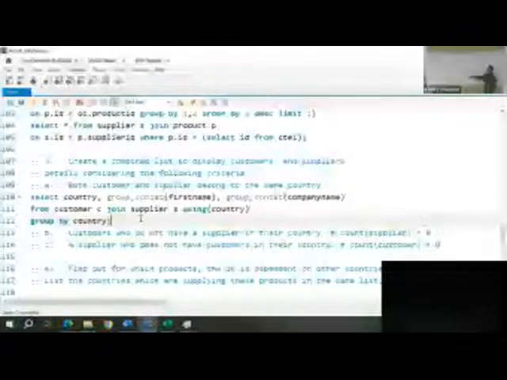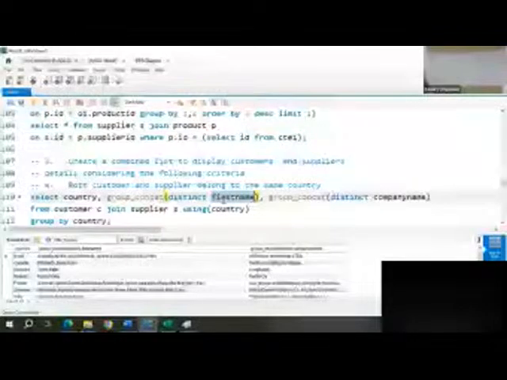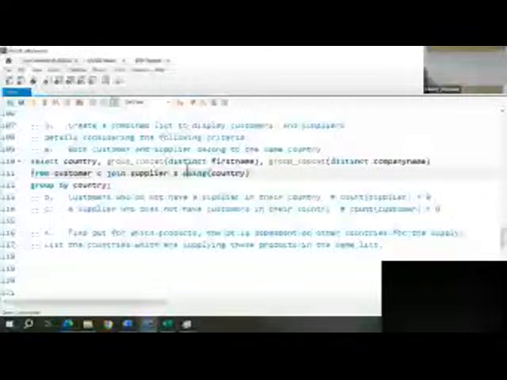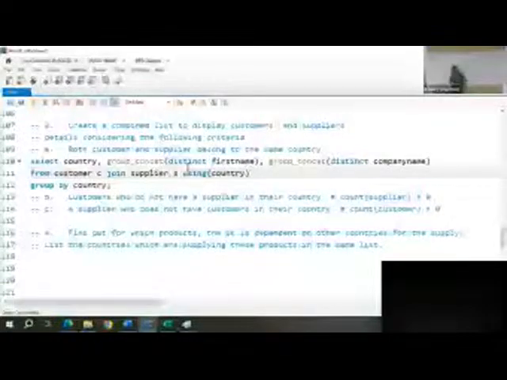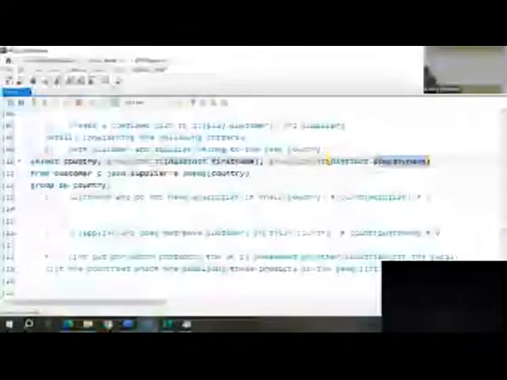Okay. First, in fact, let's put distinct here, and distinct here. Why repeat the suppliers and customers? Let's put ID as well. Will it work? It will not work. Let's leave it, just for understanding. The customers and suppliers who live in the same country. In this situation, it has been quite useful. But for meaningful answers, I'm just displaying the first names.